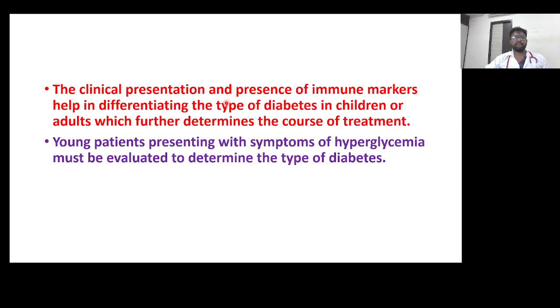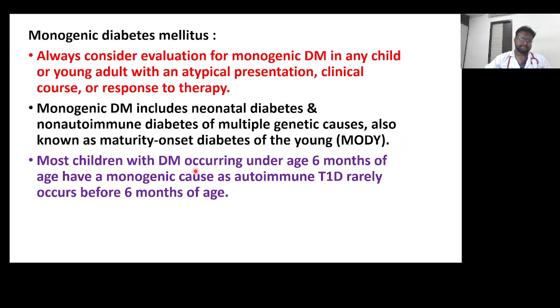The clinical presentation and the presence of immune markers help in differentiating the type of diabetes in children or adults, which further determines the course of the treatment. Young patients presenting with the symptoms of hyperglycemia must be evaluated to determine the type of diabetes.